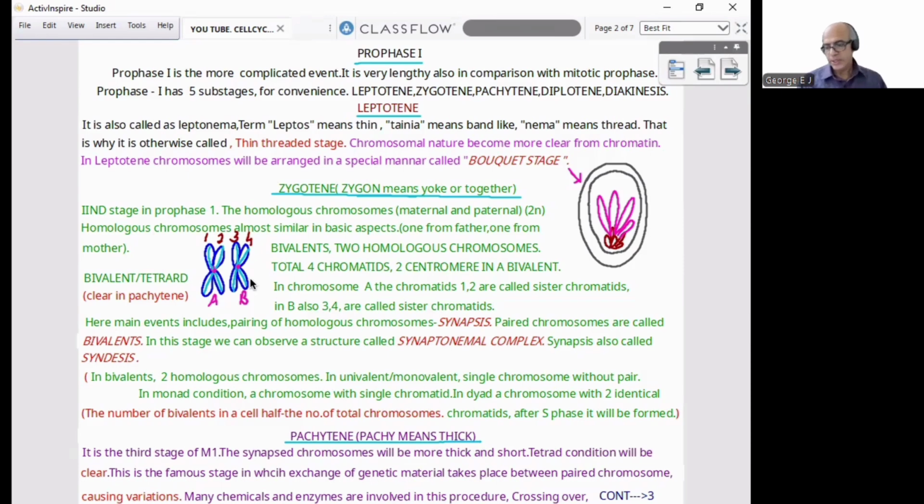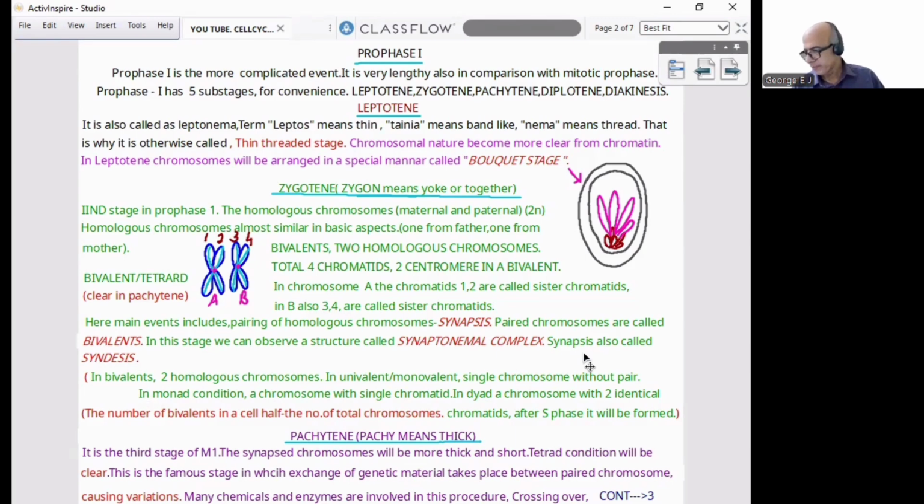Synapsis is also called syndesis. The synaptonemal complex was present in the old NCERT with a diagram, the scientist, which organism it was discovered in, etc. Presently in NCERT, the term is only synaptonemal complex. So in total, I have given here: in a bivalent, two homologous chromosomes. In a univalent or monovalent, a single chromosome without a pair. In the monad condition, a chromosome with a single chromatid. In a dyad, a chromosome with two identical chromatids.